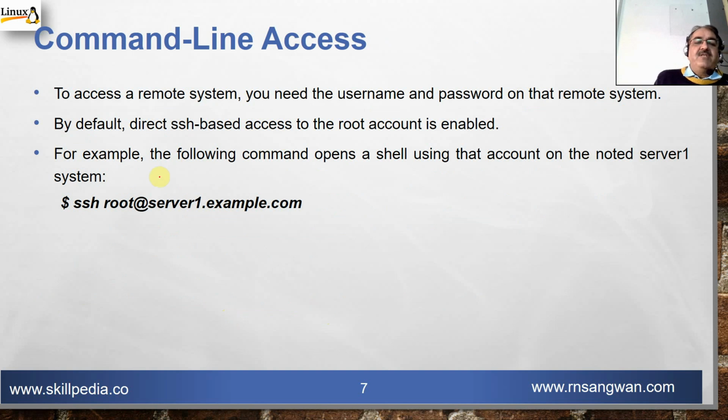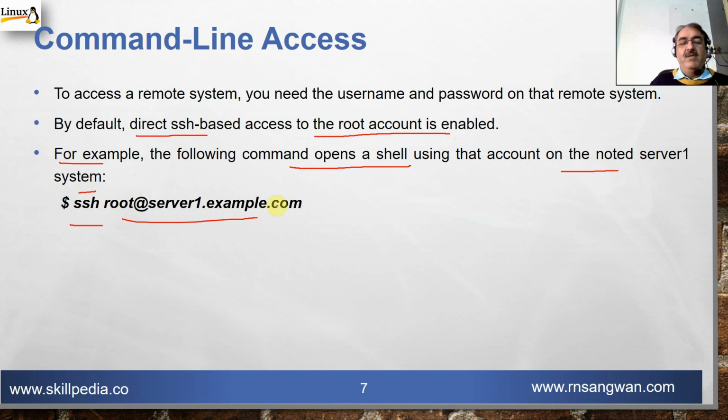To access a remote system, you need the username and password of that remote system. By default, direct SSH-based access to the root account is enabled. For example, the following command opens a shell using that account on the server1 system: ssh root@server1.example.com. Let's look at this and try to understand this file for real. What exactly is there? What are the contents of the ssh_config file, and how to connect to the remote system.